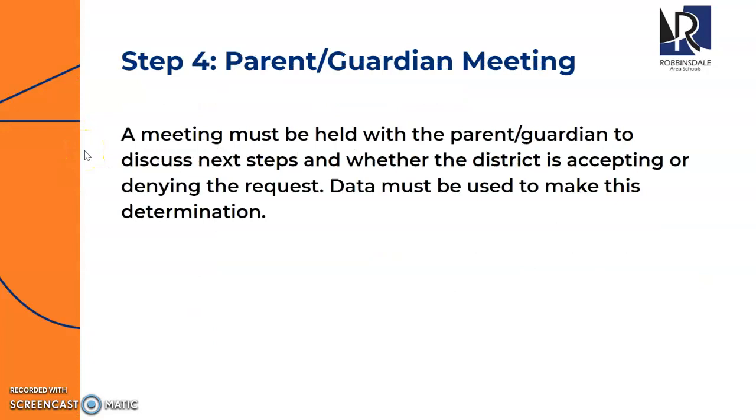Step 4, parent-guardian meeting. A meeting must be held with the parent or guardian to discuss the next steps and whether the district is accepting or denying the request for an evaluation. Data must be used to make this determination.